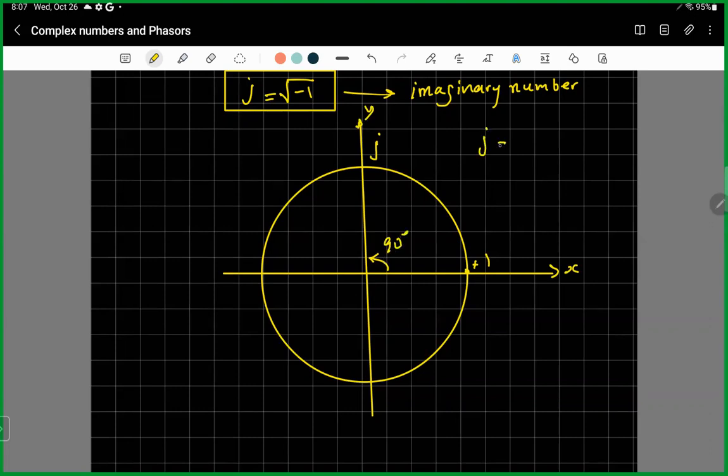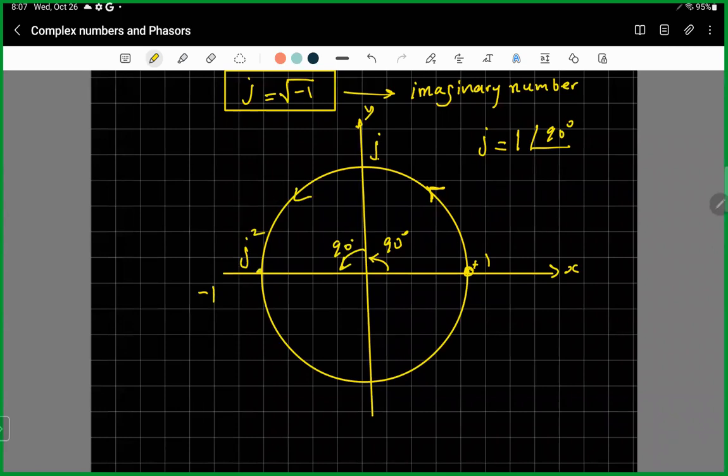So J, let's write this on the unit circle. The magnitude is equal to 1 and the angle is equal to 90 degrees. Just let's write it like that. So if you make one rotation from this point, you rotate by 90 degrees, you reach J. What about if you make another 90 degrees, you have J squared, which is equal to what? Negative 1.